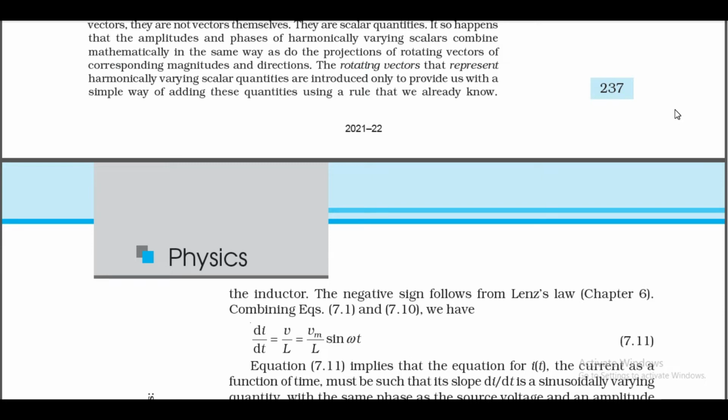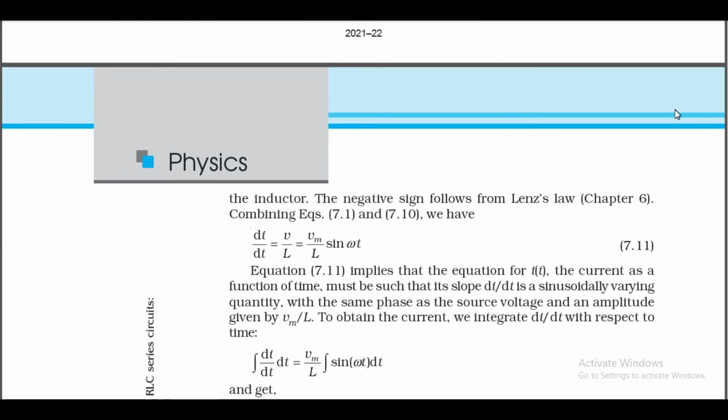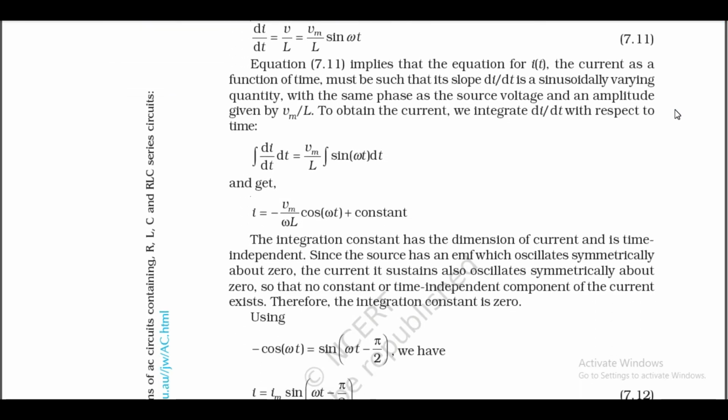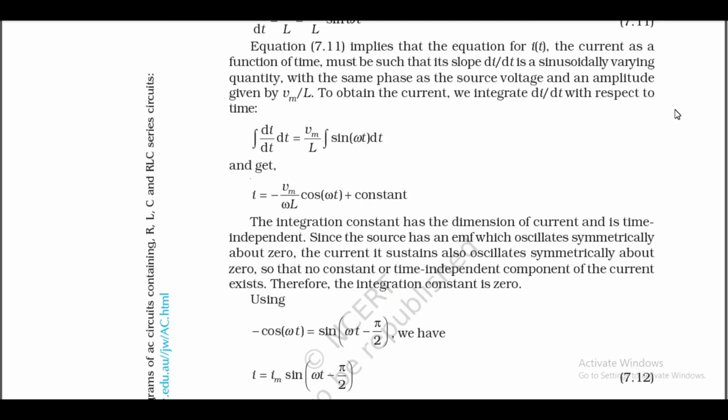The negative sign follows from Lenz's law. Combining equation 7.1 and 7.10, we have di/dt = V/L = (Vm/L) sin ωt. Equation 7.11 implies that the equation for i, the current as a function of time, must be such that the slope di/dt is a sinusoidally varying quantity with the same phase as the source voltage and an amplitude given by Vm/L.